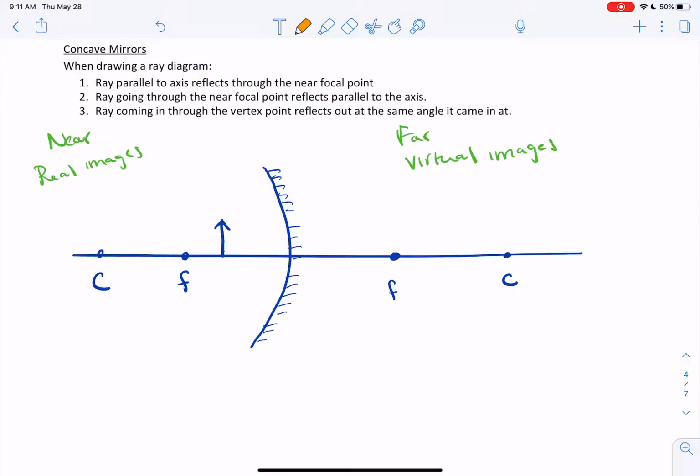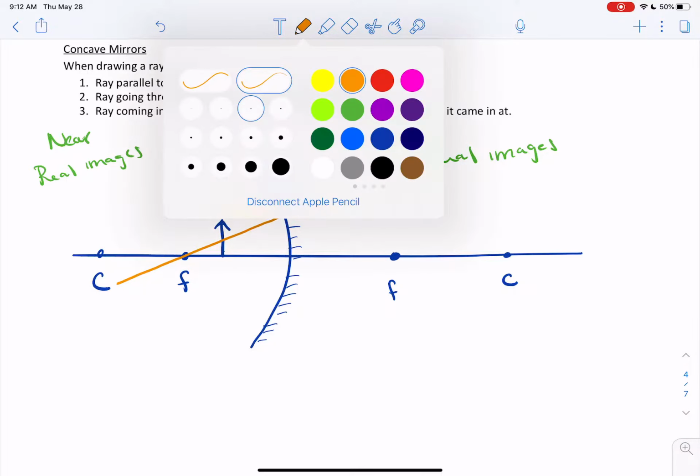So now what we're going to do is we're going to trace these 3 rays. So up here I've written down what rays you have to draw. So first you're going to draw a ray that is parallel to the axis that reflects through the near focal point. So we take our ruler, we make our ray that is parallel to the axis, like this, and then we reflect it through the near focal point. Okay, so like this, and then I'm going to draw this dotted line to show it continues behind the mirror. All right, that's our first ray.